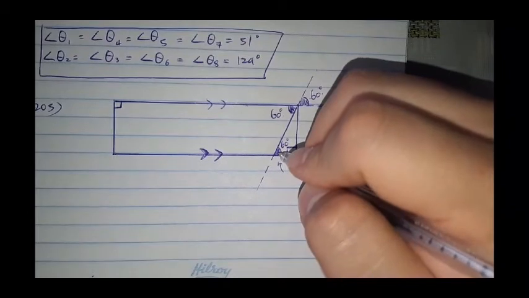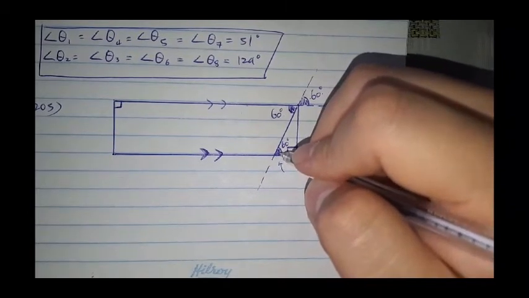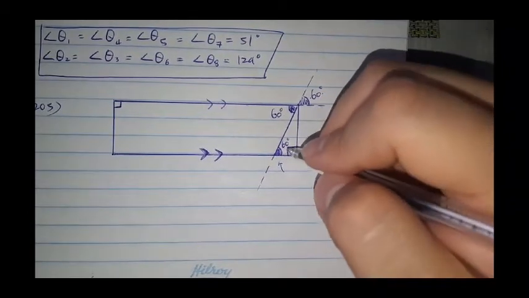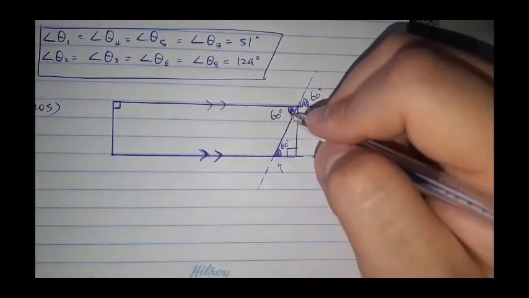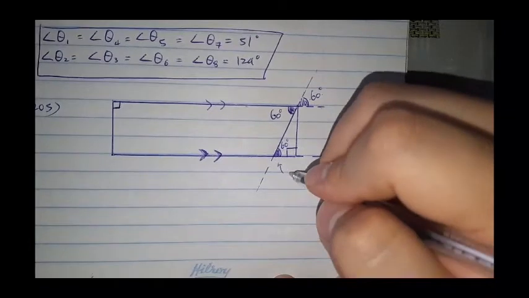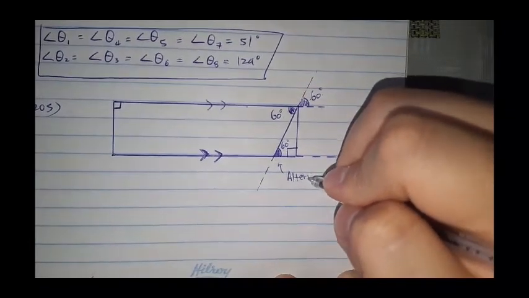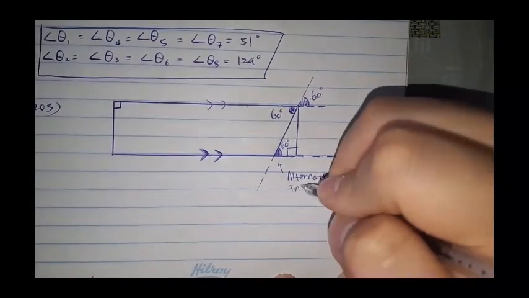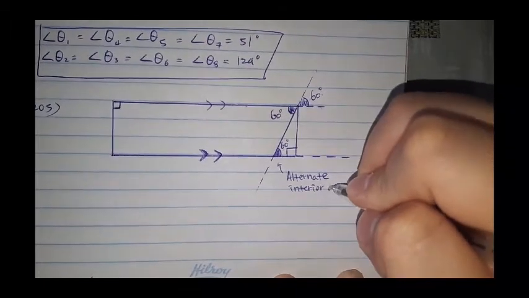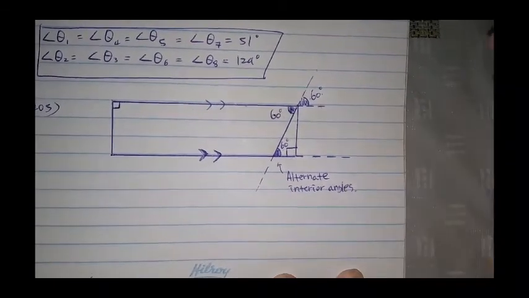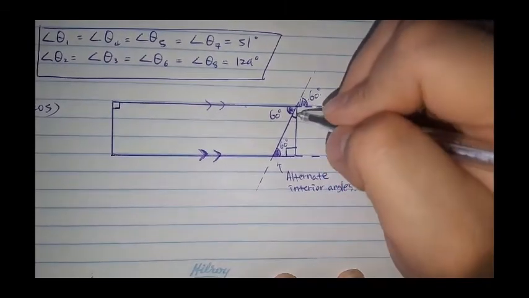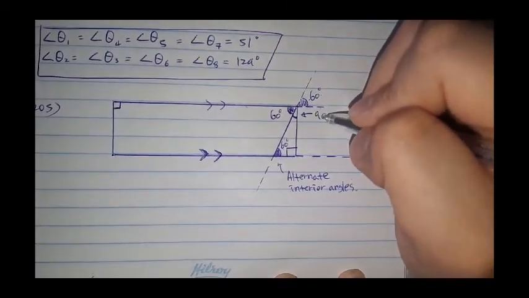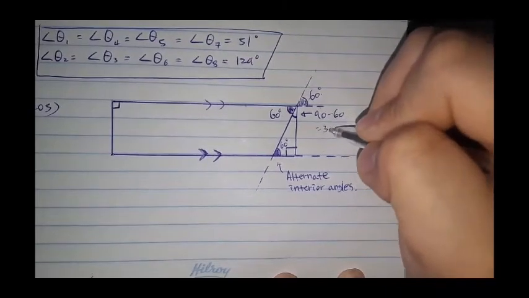Opposite and then corresponding, because of that transversal line. So, long story short, this 60 and that 60 are known as alternate interior angles. So you know that is 60 degrees. What about this angle over here? Well, that's 90 minus 60, so it's a 30 degree angle.